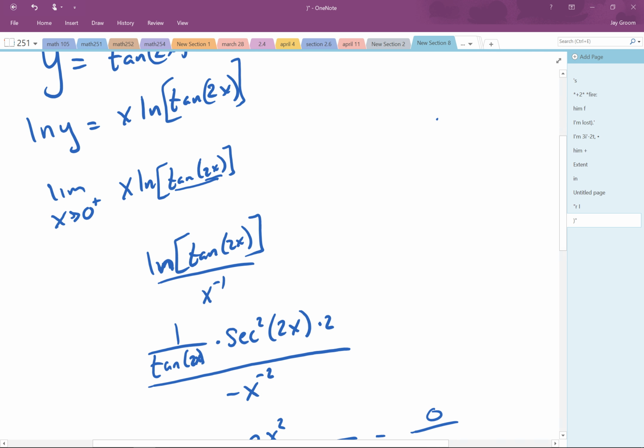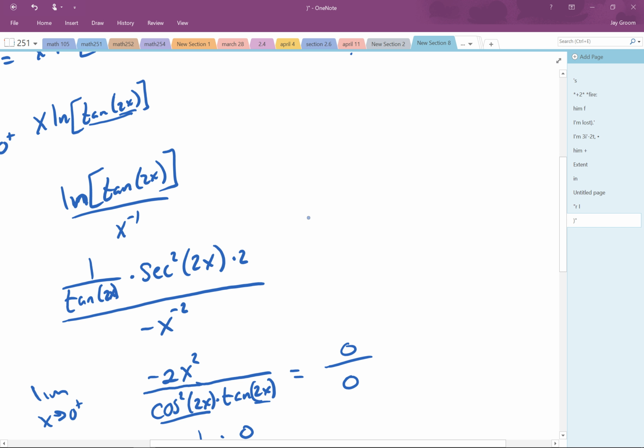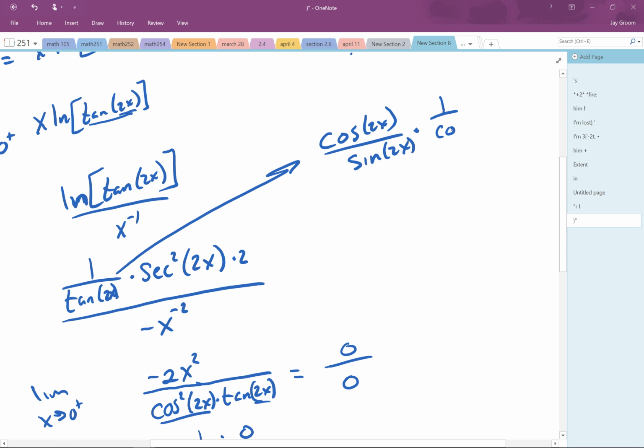All right, found it. It happened right here is where the problem happened, I guess. So what I should have done is I should have cleaned this mess up a little bit, and kind of seen what that did for me. Because what is tangent? Tangent is sine over cosine. So this bit right here is really going to be cosine of 2x over sine of 2x. Are you with me? Times 1 over cosine of 2x squared, like that, right? So this cancels. This is just cosine of 2x.